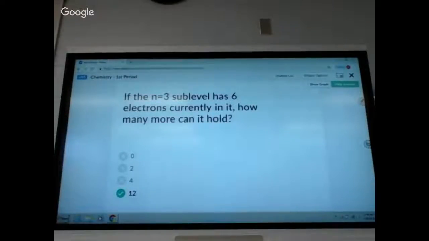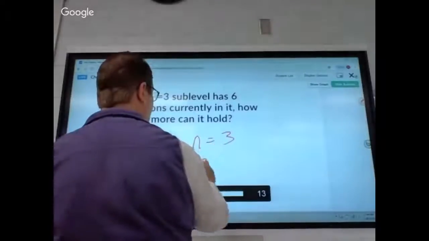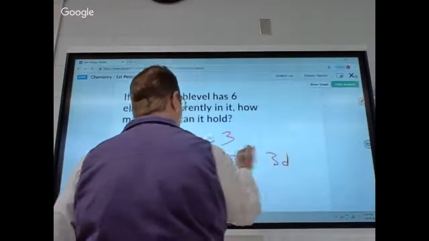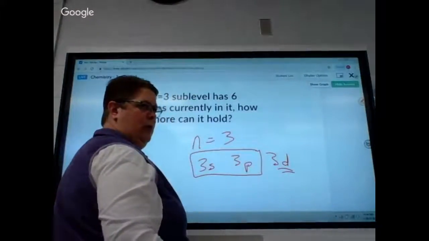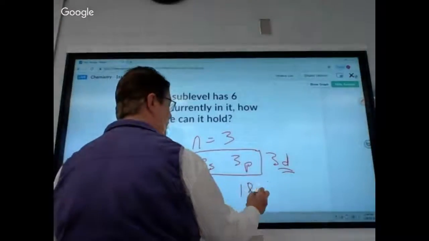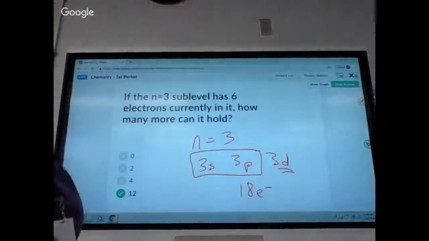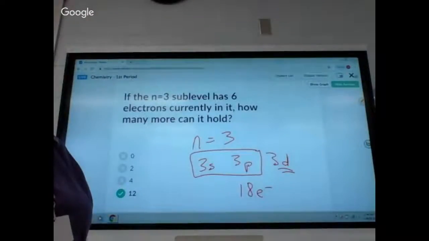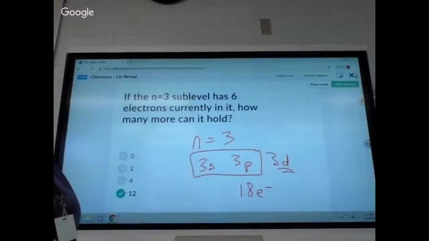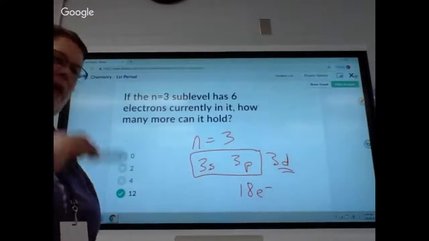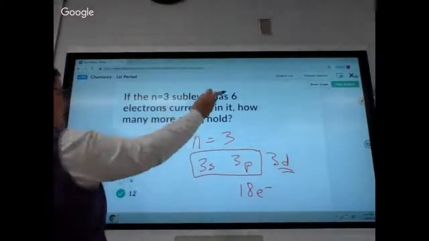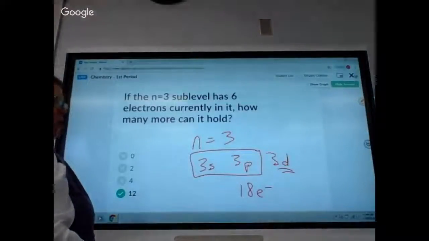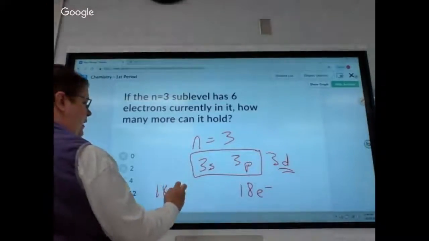So when you have n equals 3, you have 3s, 3p, and 3d. Only this can be an outer shell. This can't be an outer shell. But this is going to give you 18 electrons total. But all 18 of those can't be on the outer shell. That's why I said the d is never going to be on a ring in a Bohr model. Ever. So when I say you had 6 electrons currently in it, how many more can it hold? 18 minus 6 is 12.